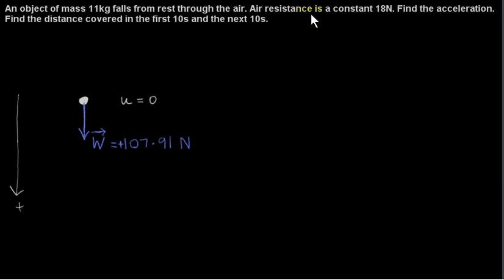Now we have an air resistance force of 18 newtons. Now, resistance force acts in a direction opposite to the direction of motion of this object. So the resistance force must be pointing upwards, and its magnitude is a lot less than the magnitude of W actually. Its magnitude is 18 newtons. I'm going to call this force R. And because it's acting in the upwards direction, its sign is negative.